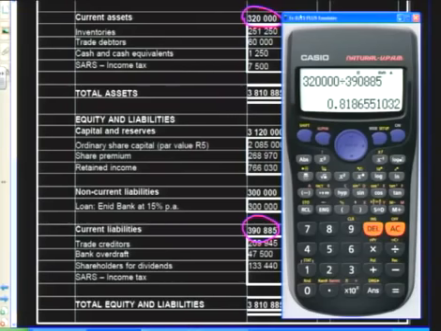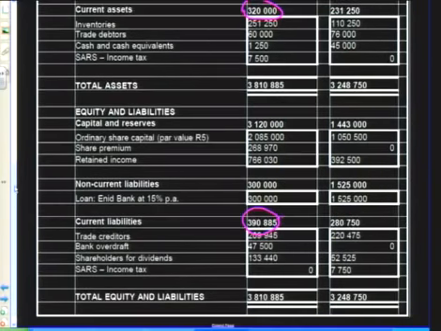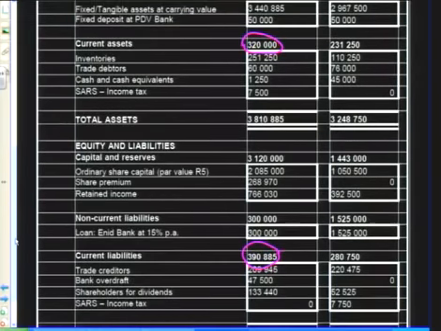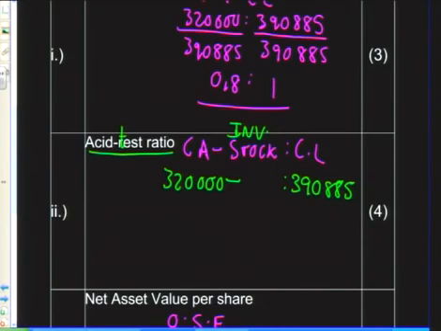Right, my inventory, that's what we're looking for, under current assets. So there's my inventory, quite a large amount, 251,250. So we're going to subtract that inventory amount that I've just read out, 251,250.